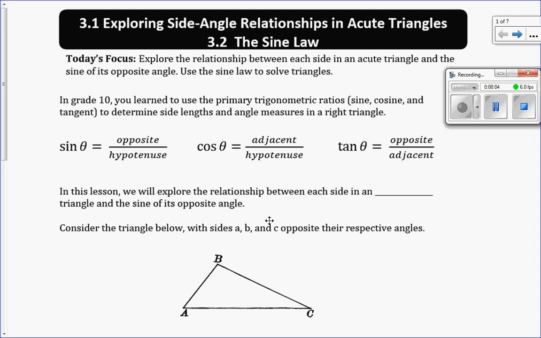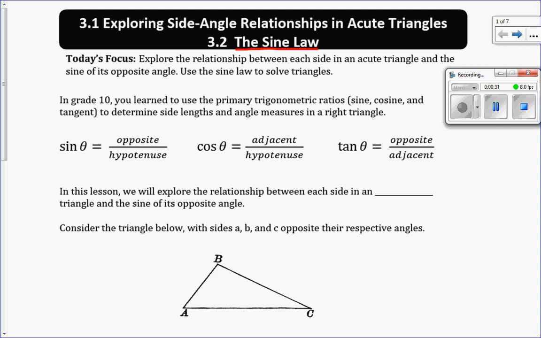We're starting a new unit today, and it's on acute triangle trigonometry. This is a unit on trig. Today we're going to do two lessons because they're quite short. We're going to talk about exploring side angle relationships in acute triangles. That's a triangle where all three angles are less than 90 degrees. And we're also going to learn about something called the sine law.